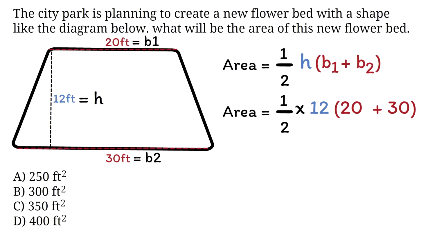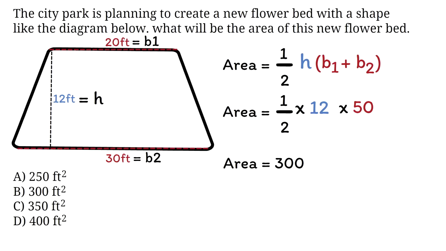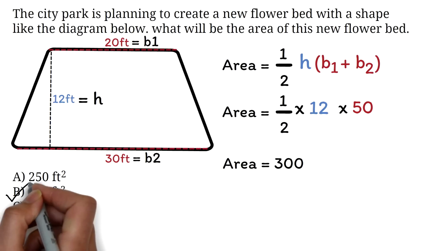From the order of operations, we will do the parentheses first. Add 20 and 30 to get 50. Now we have half times 12 times 50. We multiply this to get 300. So the correct answer is B, 300 square feet.